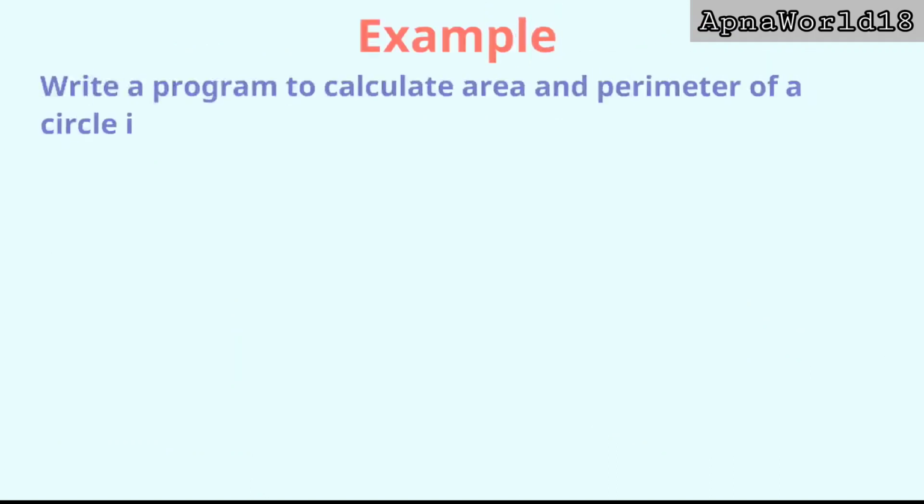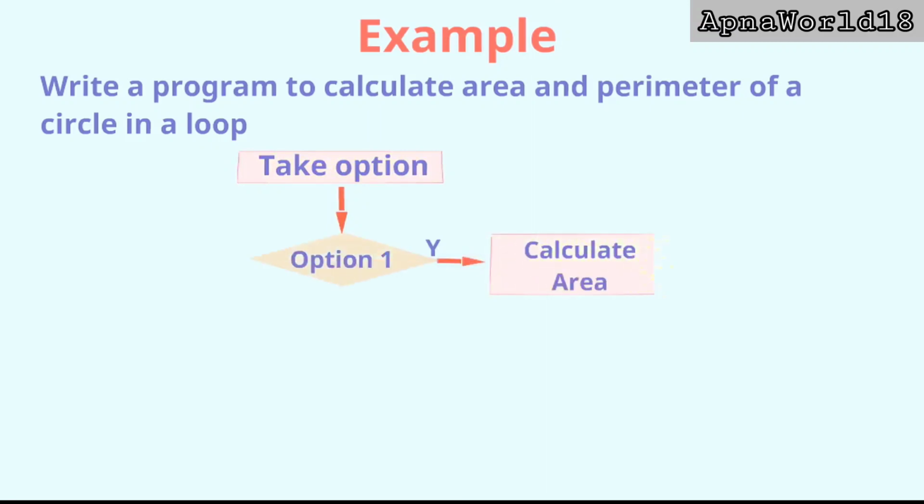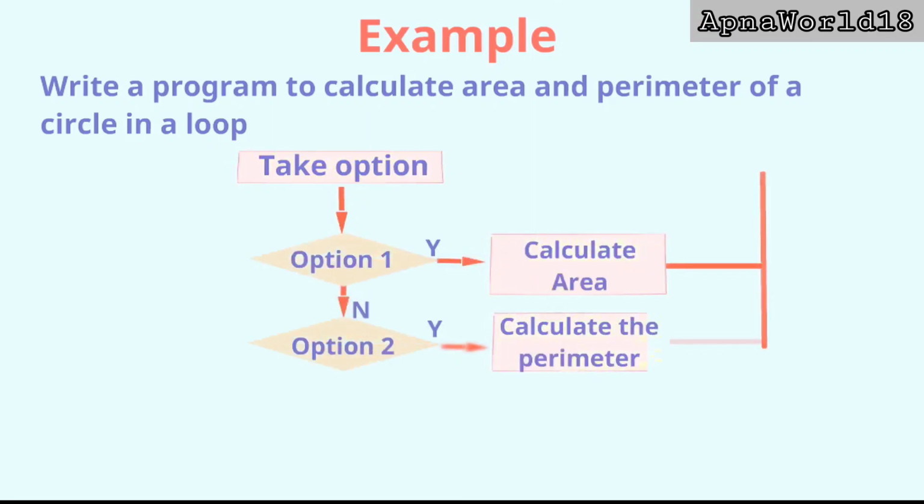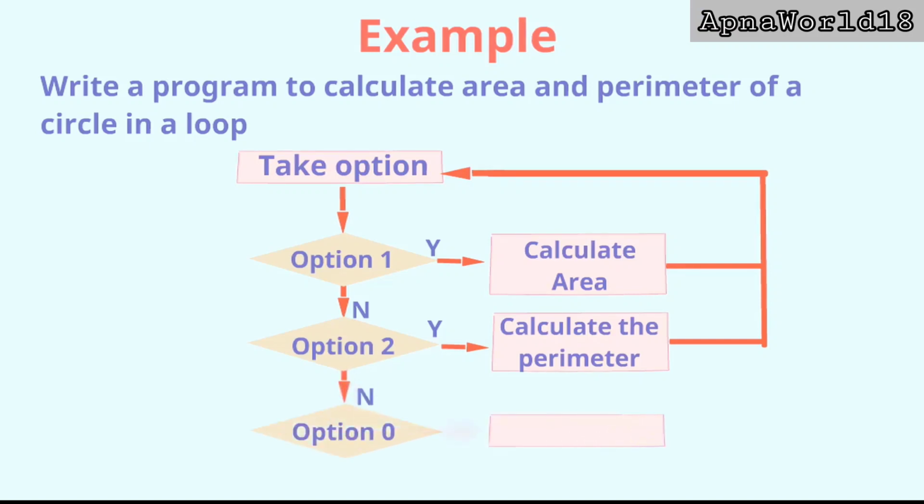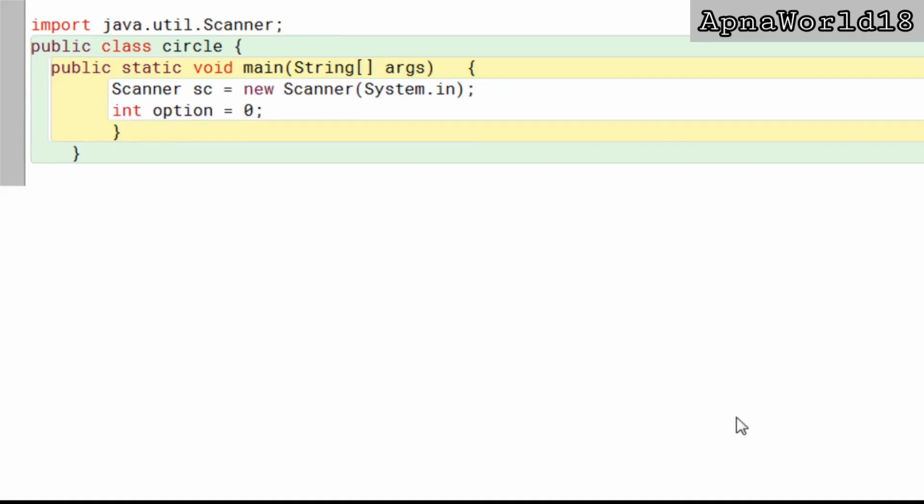Suppose you are asked to take some option from the user, like write a program to calculate area and perimeter of a circle in a loop. If the user enters 1, calculate the area, 2, calculate the perimeter of the circle, and 0 if the person wants to quit. Again, I would like you to remember that you will use this loop in most of the menu-driven programs where the user will continually want to do something until he or she wants to exit.